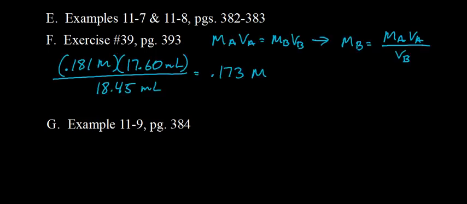So I set this one up a little bit different. Something else about MAVA equals MBVB. Not only does the acid and base need to react in a 1-to-1 ratio to use that equation, but both the acid and the base must be in solution. If one of them is a solid, then we can't use that. In this case, we have a solution of hydrochloric acid and a solution of sodium hydroxide. They react in a 1-to-1 ratio. And so we get the concentration of the base, MB, 0.173 molar.